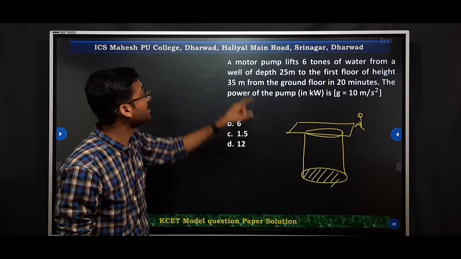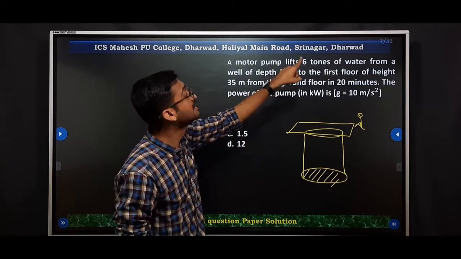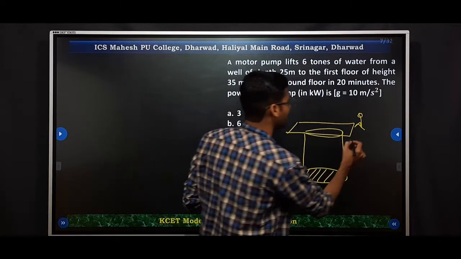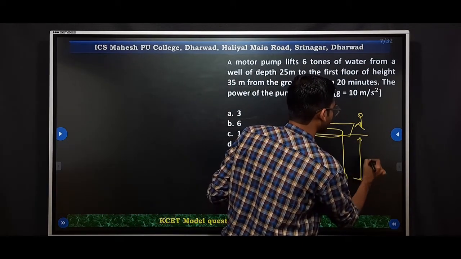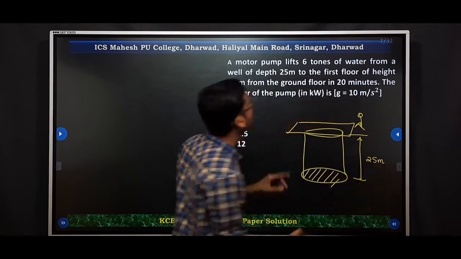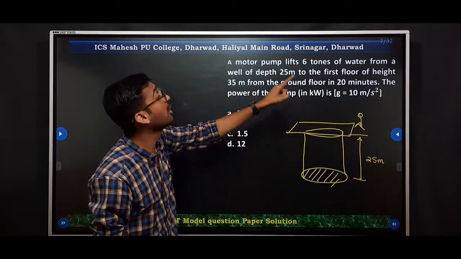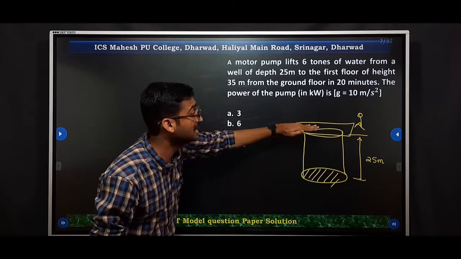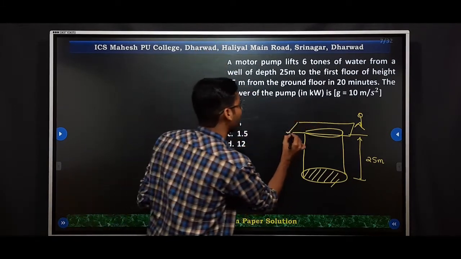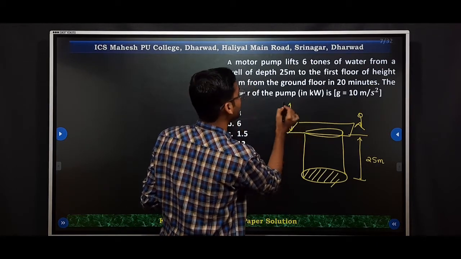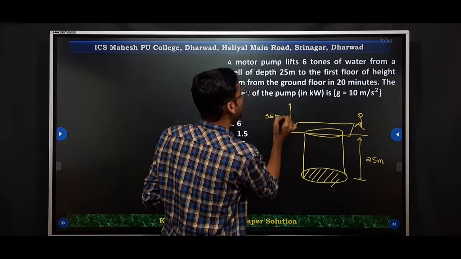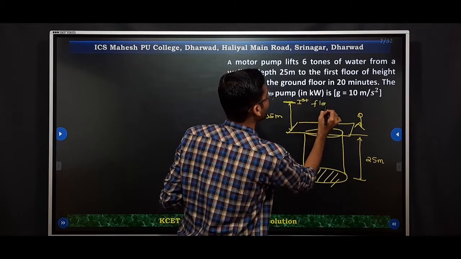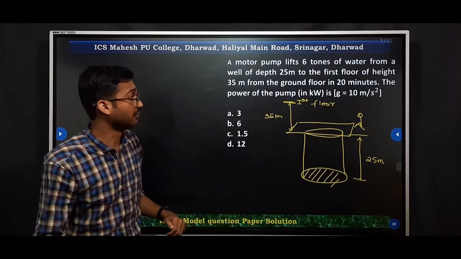The same thing they are telling, a motor pump lifts 6 tons of water from a well of a depth of how much meter? 25 meter, to the first floor of height 30 meter from the ground floor. Remember, this one is a ground. From here we are having how much meter? 35 meter. Here we are having the first floor.